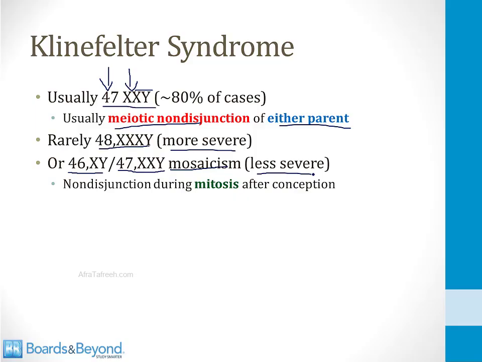And these cases of mosaicism are not due to meiosis errors, they're usually due to mitosis errors. They occur due to non-disjunction during mitosis after conception. And the same thing is true in other genetic disorders where there is mosaicism. This can occur in Down syndrome, where mosaicism is due to mitosis errors and not meiotic errors.